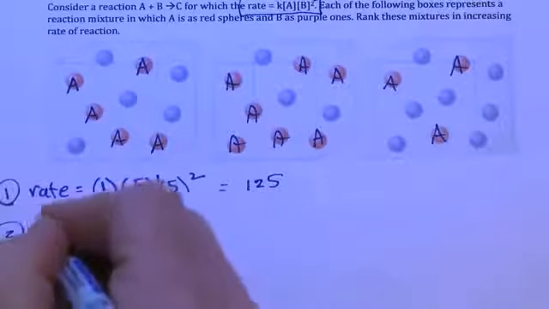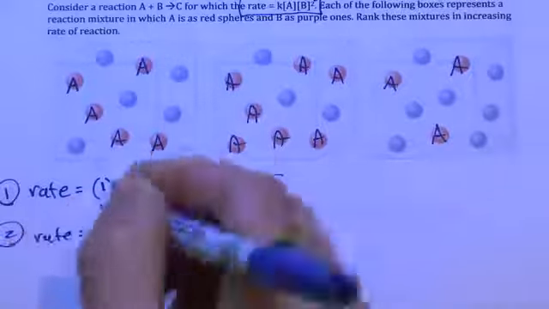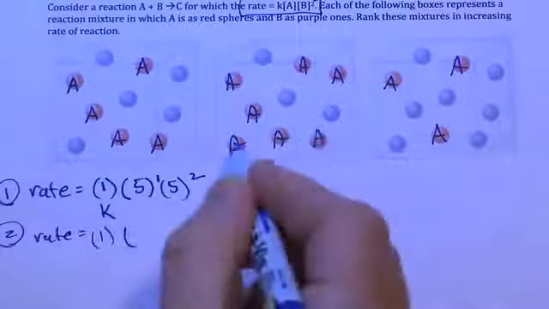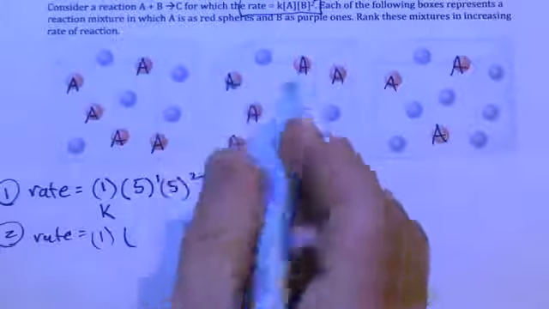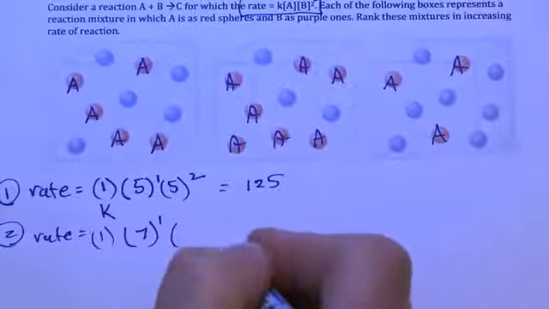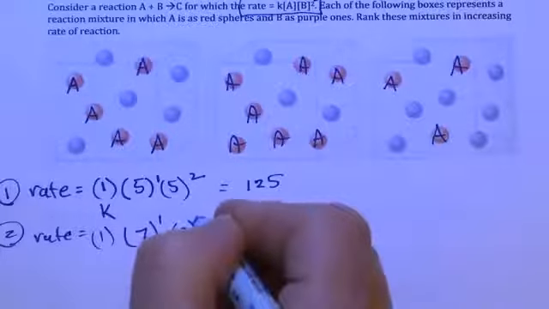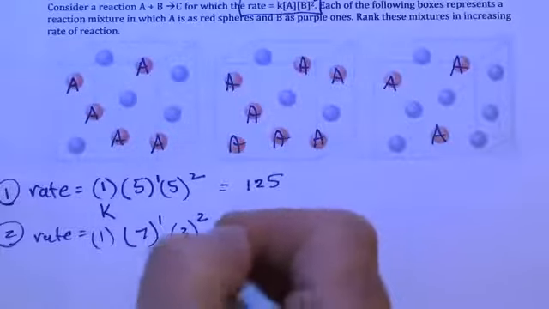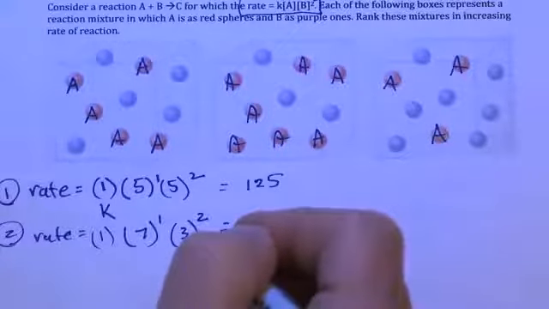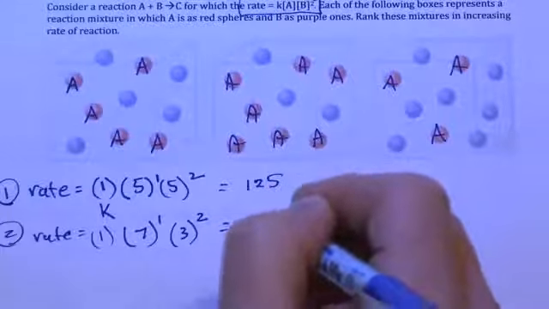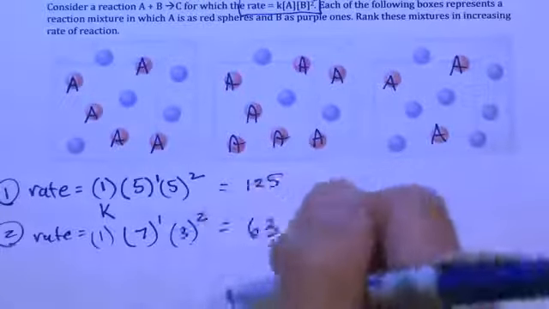For box number 2, we have rate equals, and I'm going to put 1 in for K again, and we have 1, 2, 3, 4, 5, 6, 7 of the A's to the first power, and we have 1, 2, 3 of the B's, and we've got to raise that to the second power. So 3 squared is 9 times 7 is 63, so 63 times K, which I just called 1.